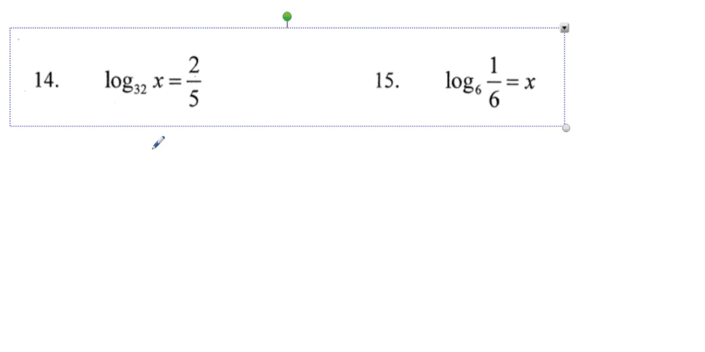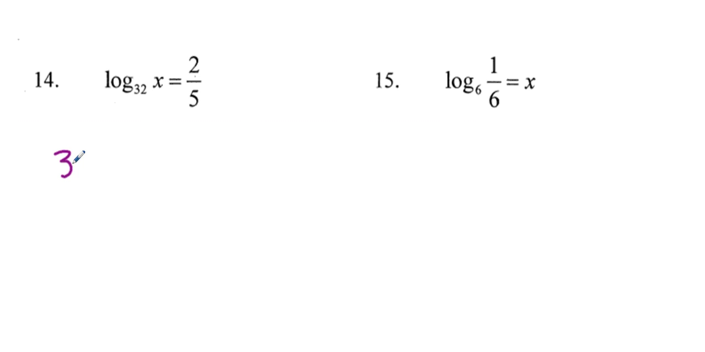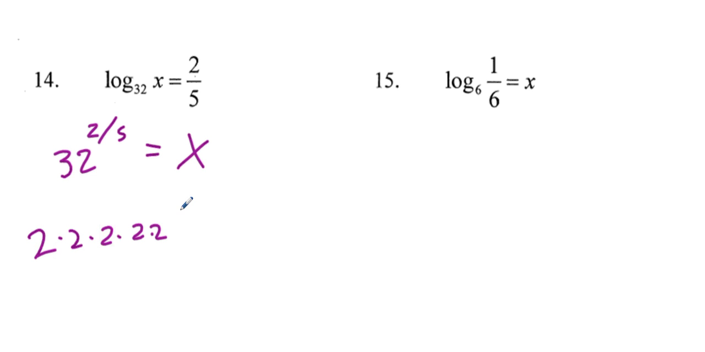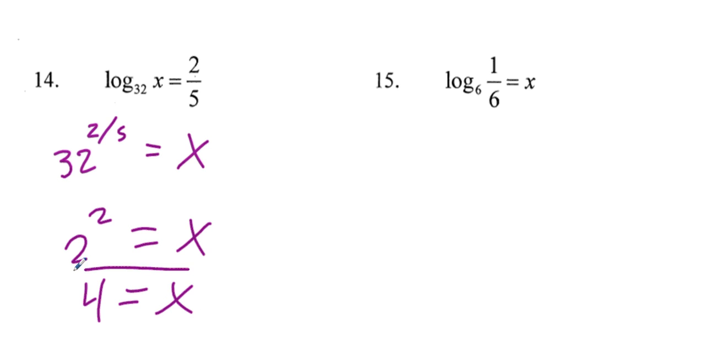So we got a log, we have to convert it to an exponent. So that's base 32 to the 2/5 power equals x. So we just have to figure out what 32 to the 2/5 power is. So we take the 5th root of 32. If we did 2 times 2 times 2 times 2 times 2, that's 2, 4, 8, 16, 32. So the 5th root of 32 is 2. So then that's 2 squared, which is 4. X equals 4.